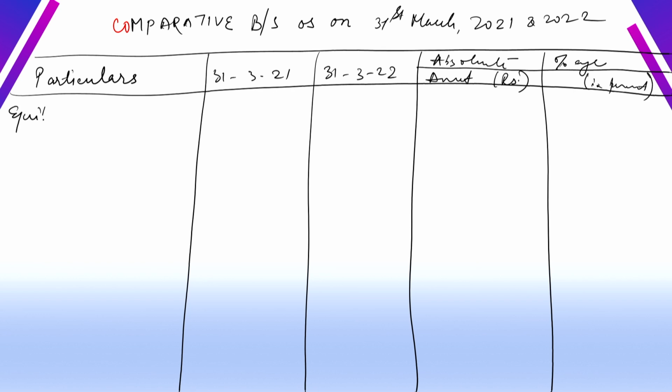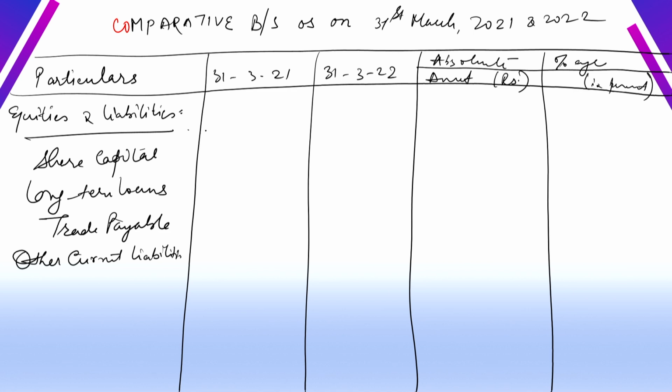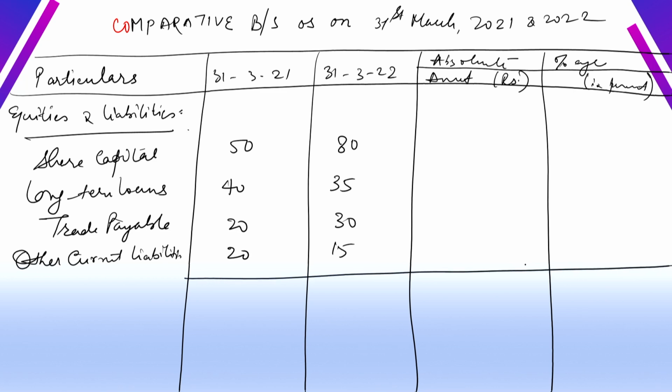So the very first was the equities and liabilities. The financial elements are share capital, long-term loans, trade payable and other current liabilities. 50 share capital, long-term loans for the year 2021 are 40, trade payables are 20 and other current liabilities are 20. 80 for the following year, that is share capital, 35, then 30 for the trade payables and 15. This is the total that will come at 130 and 160.